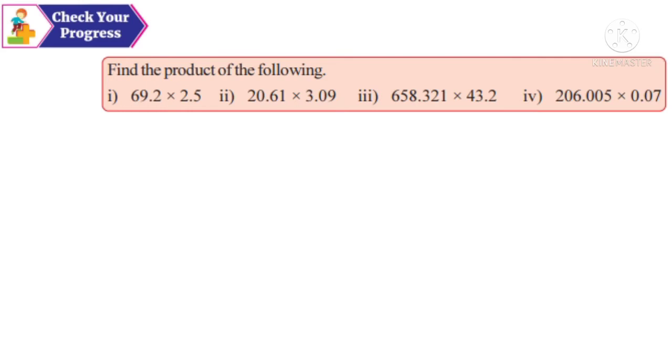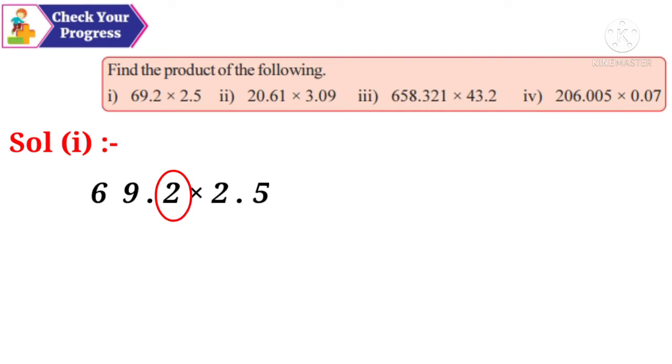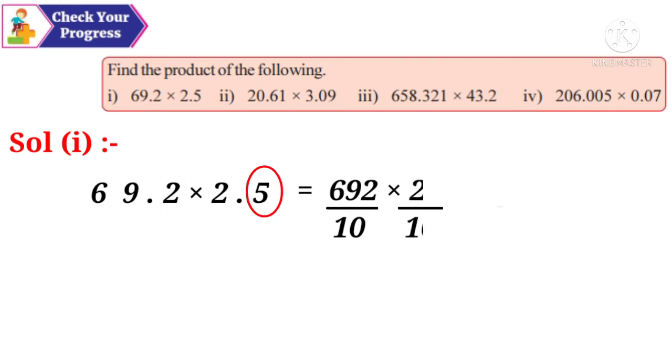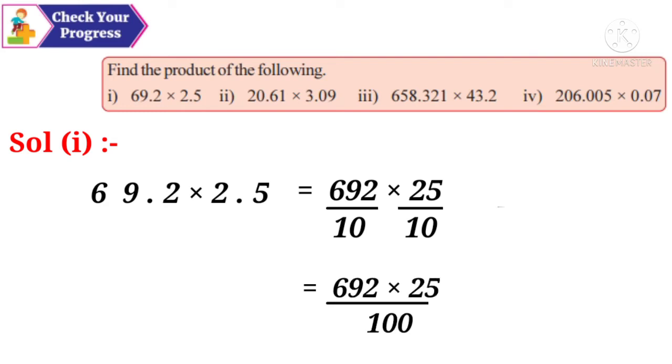Check your progress. Find the product of the following: 1, 2, 3, 4. Solution 1, 69.2 into 2.5. Observe that there is only one decimal place in first number. So put 1 0 after 1 in the denominator, that is 692 by 10. Now there is one decimal place in second number also. So we can write it as 25 by 10. So in the denominator 10 into 10 is 100. On simplification by 25, 25 1 ja, 25 4 ja. Simplification by 4, 4 173 ja. That is equal to 173.